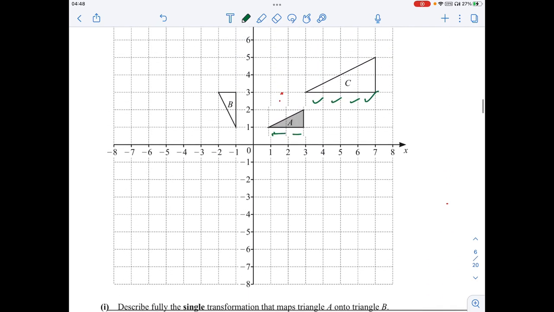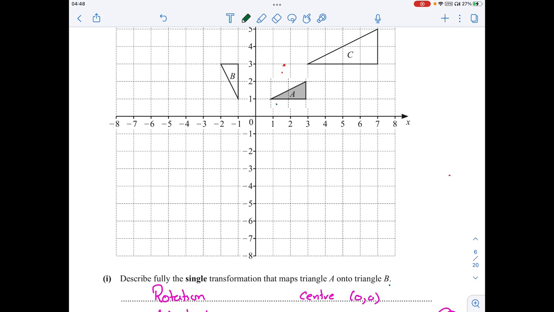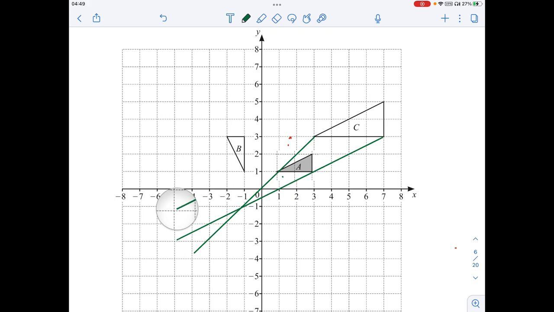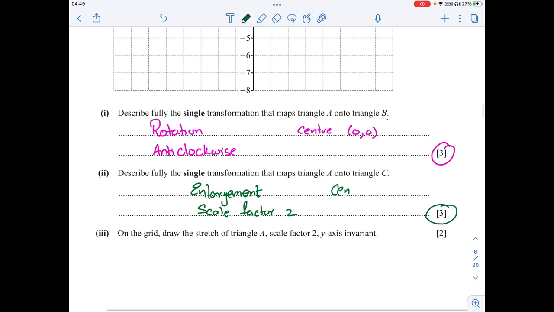Another point. For that I need to know the center. For the center, what should I be doing? I should be joining the corresponding vertices. I have to draw the lines through the corresponding vertices and draw the straight line. Two are sufficient, and I can see that they are passing through minus 1 comma minus 1. So the center is going to be minus 1 comma minus 1.